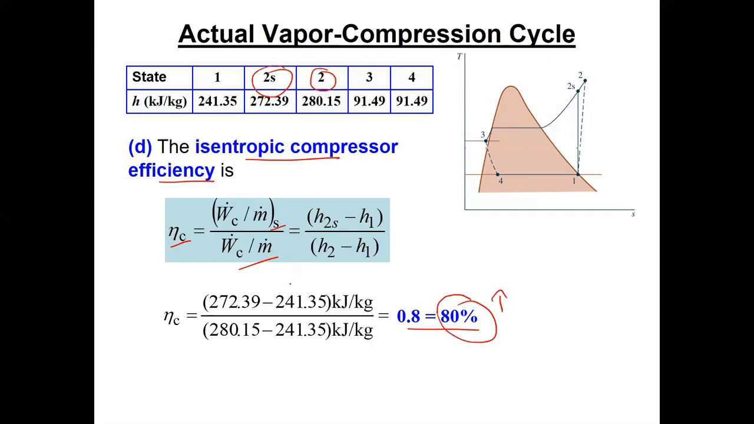that will go a long way in reducing the work input that's required to achieve the same refrigeration effect, and basically increase the COP, which is what we always want. We want to spend the minimum amount of electricity to produce the required cooling effect.